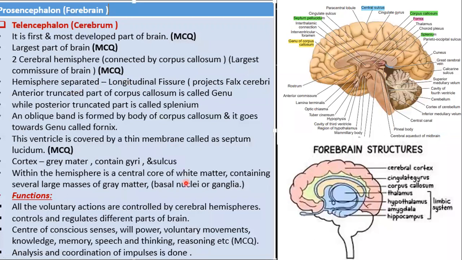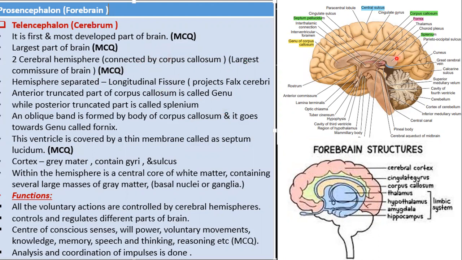Coming to the divisions, the first division is the prosencephalon, that is our forebrain. Now, the forebrain consists of two parts, the first being the telencephalon. Let's discuss the telencephalon first. It is the largest part of the brain, which might come in the MCQ. It has two cerebral hemispheres that are connected by the corpus callosum, which is the largest commissure of the brain. It might come in the MCQ, and we have already studied it also.